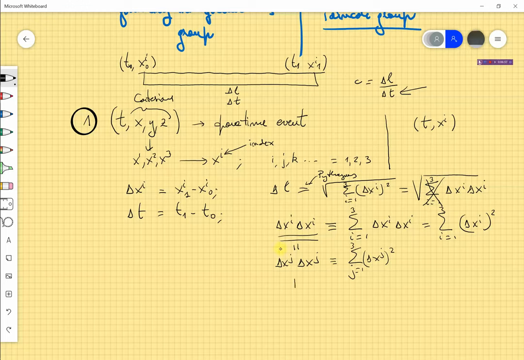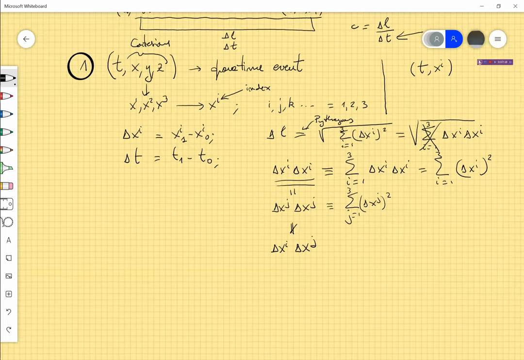It wouldn't be the same if this was something like this. There is no sum here. This is an object that has delta x1, delta x2, delta x2, delta x3. This has 3 by 3 different terms.